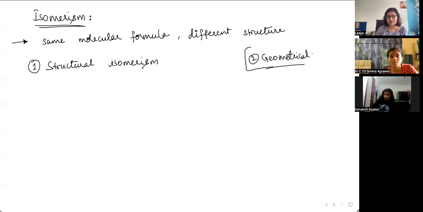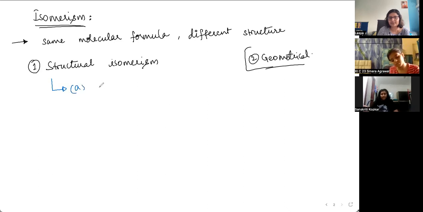So the first one is structural isomerism. Structural isomerism is pretty direct. The physical structure itself is different. Just like how in organic chemistry you have the same molecular formula, but the arrangement of atoms itself is different. It could be the order of the atoms, which one is bonded to what, in what capacity it is bonded, all of that. So depending on where the difference lies, structural isomerism further has 4 different cases.